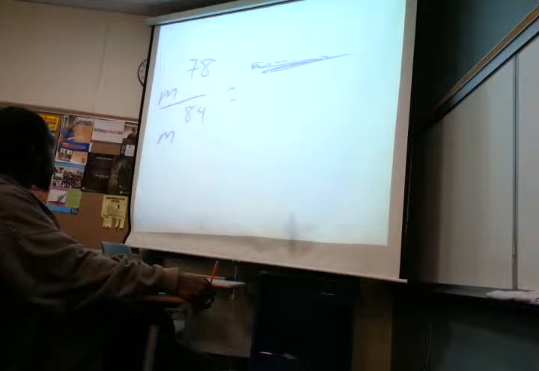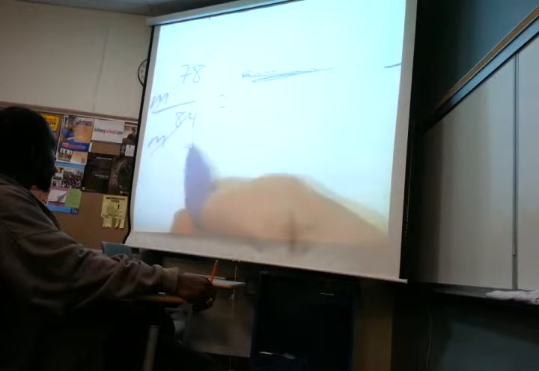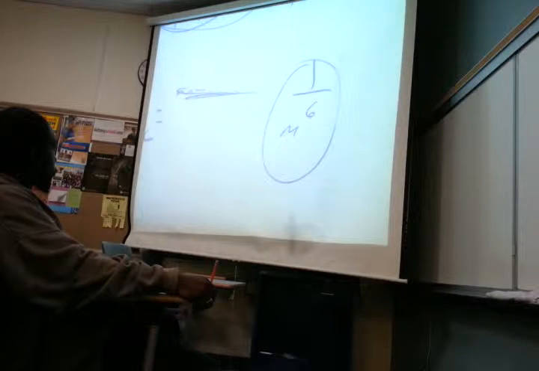Six. And how do you know there are 6 left alive? 84 minus 78. I like it because there's 6 more on the bottom. 84 minus 78, there's 6 more of them on the bottom. So they're still alive. 78 died, but there were 6 extra on the bottom, so that's what's left alive.